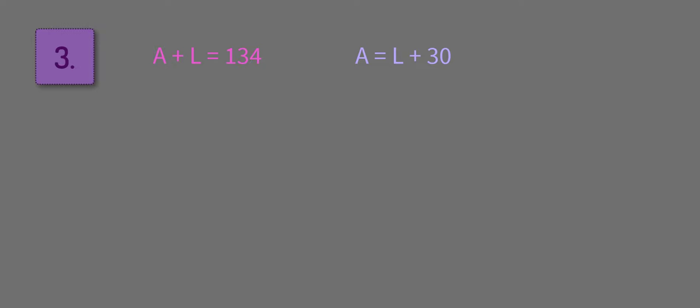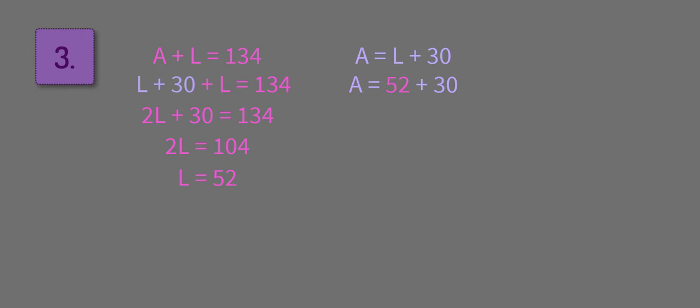So since we already solved for the amount that Amy made in terms of L, we'll go ahead and substitute for A into the first equation. So L plus 30 plus L equals 134. So 2L plus 30 equals 134. So subtract 30 from both sides. 2L equals 104. Divide both sides by 2. And L equals 52. So then substitute that into our second equation.